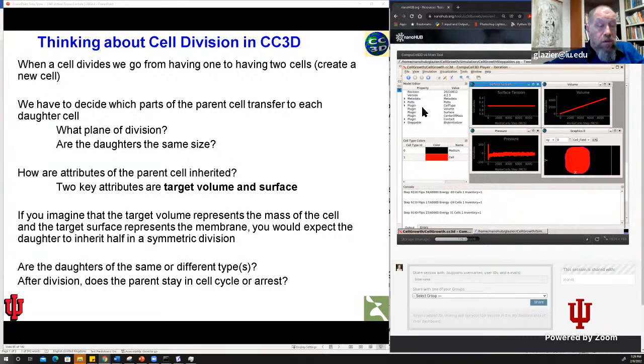We need to know whether the daughter cells are of the same type or not. Very often a cell will divide and spin off cells of a different type. When stem cells divide, typically one offspring is another stem cell, the other one is a differentiated cell of some kind. And we also have to make a decision about whether the parent cell or both cells continue to proliferate or not.